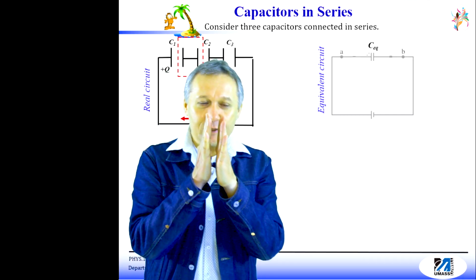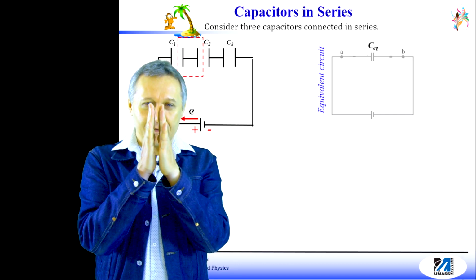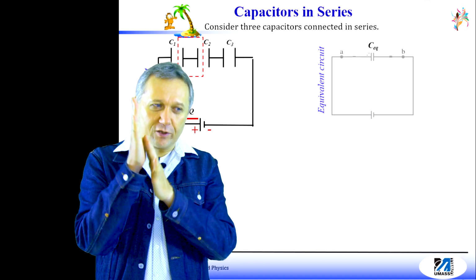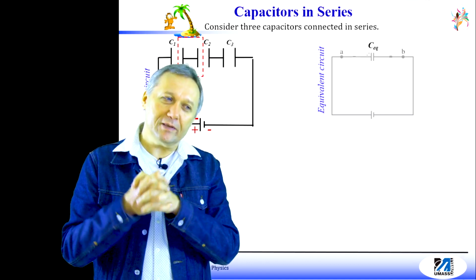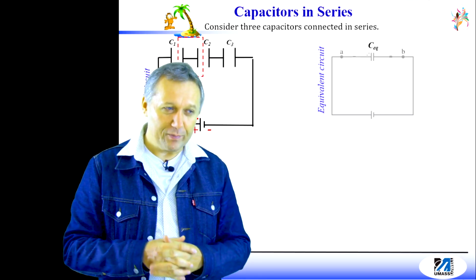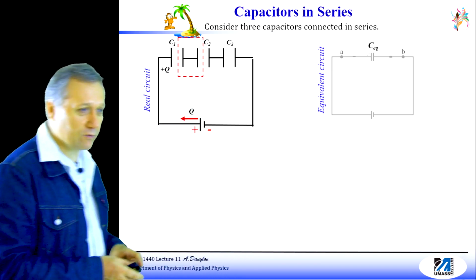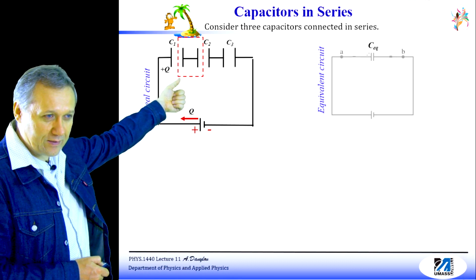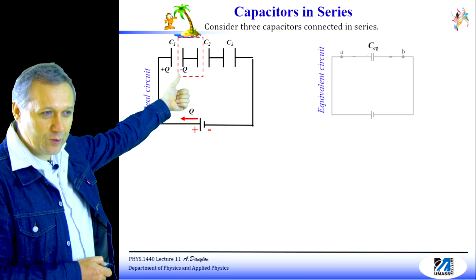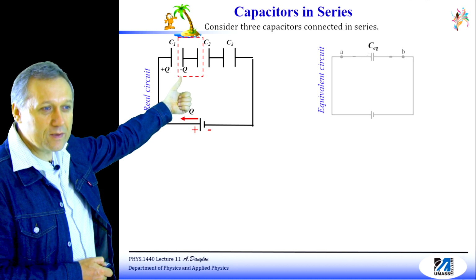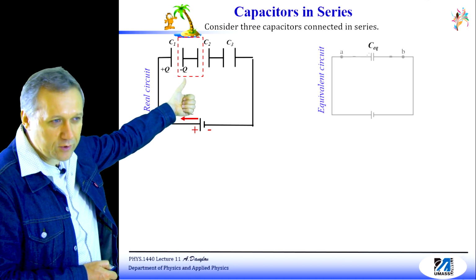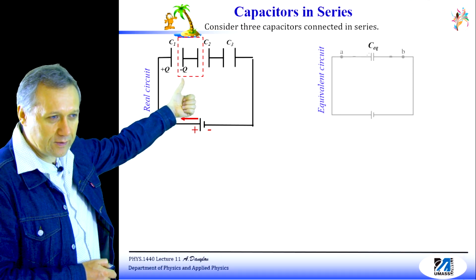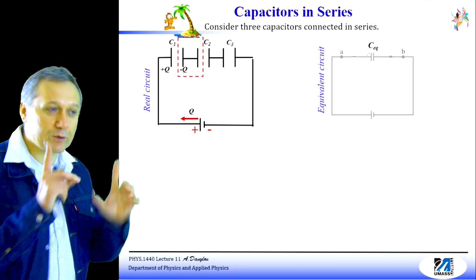And since these two electrodes are close to each other, the amount of negative charge induced on this electrode will be exactly the same in absolute value as the amount of positive charge on this electrode. So it means that this electrode is going to get minus Q. This is an induced charge. Electrons will run to this side in exactly the same amount of charge in absolute value.